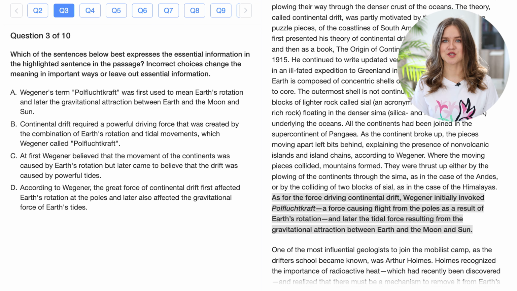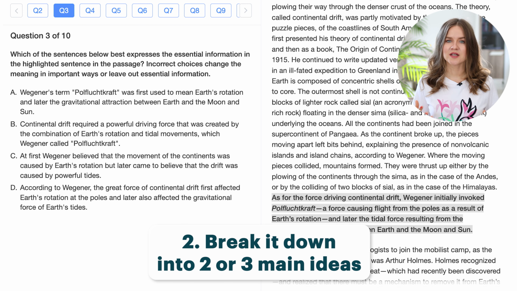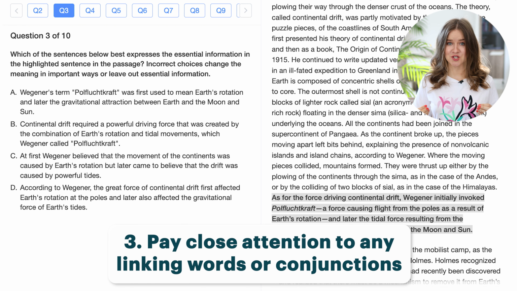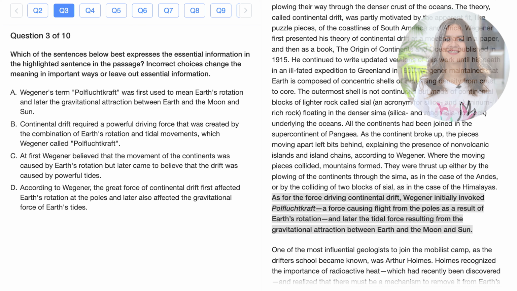Remember the strategy for this question type. First, read the sentence. Then break it down into 2 or 3 main ideas. Pay close attention to any linking words or conjunctions, and then formulate your own summary before looking at the answer choices. Let's give it a try.